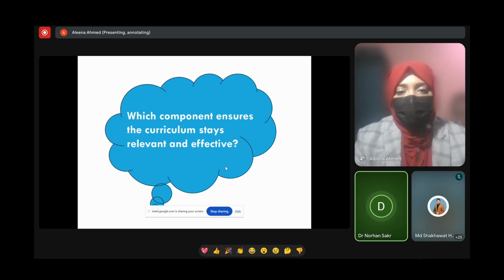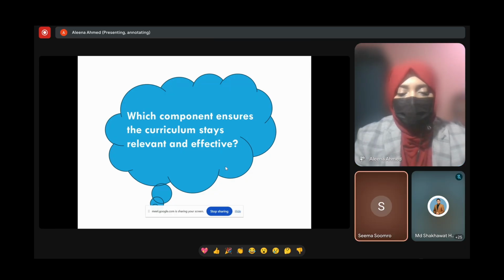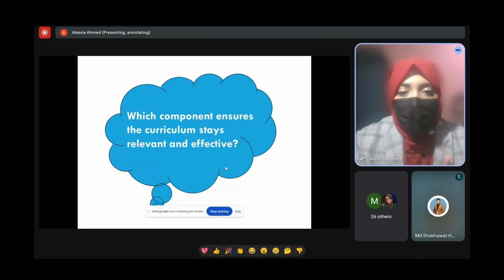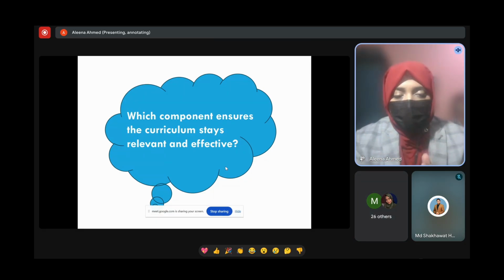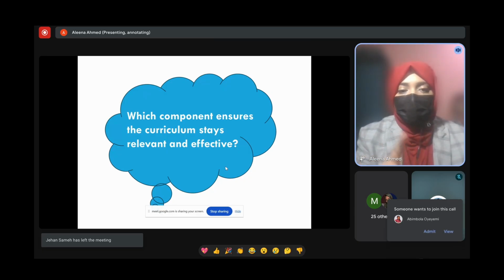The aims and evaluation. All right. Anybody else? Learning objects, outcomes. And you will also share with me the why. If this component ensures the alignment of curriculum, that this component ensures that the curriculum stays relevant and effective, then why is this component ensuring this? So you will tell me the component and a why with it.